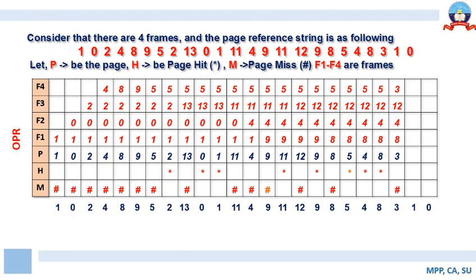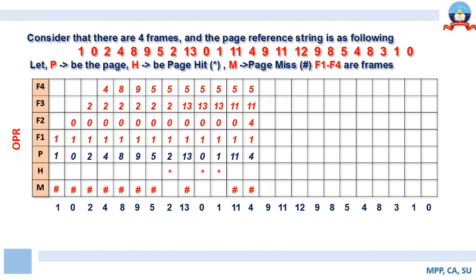Likewise, I have a reference to 1. So what I'll do is I'll replace the oldest page. The oldest page is page number 4, and eventually I have a reference to page number 0. So the oldest page amongst all is 8, so 8 will be replaced with 0. So this is the way how optimal page replacement algorithm tries to perform replacement.